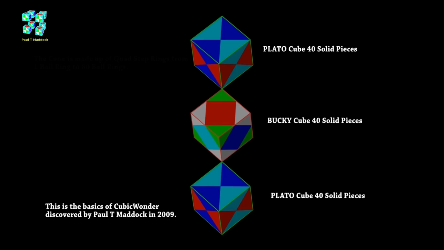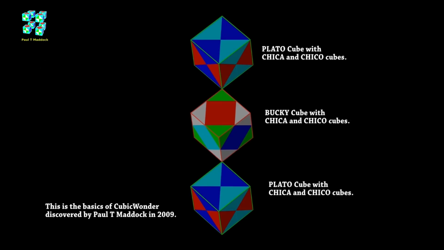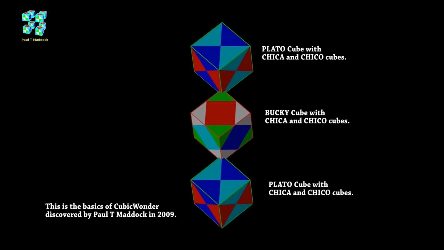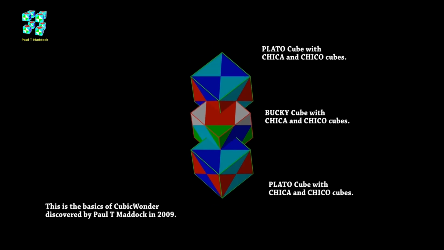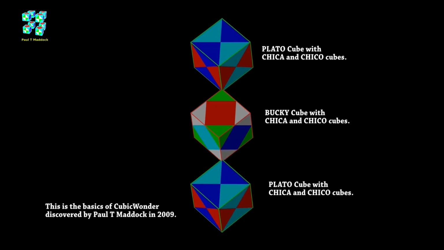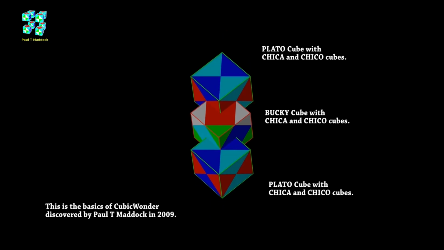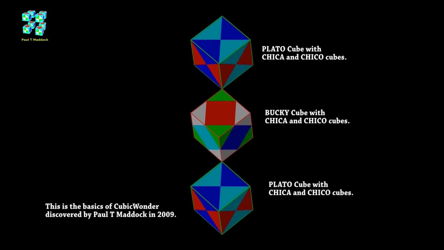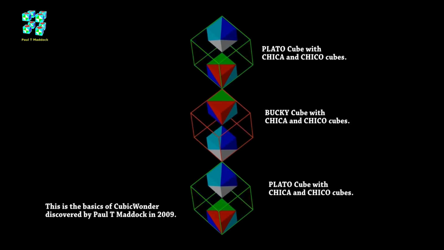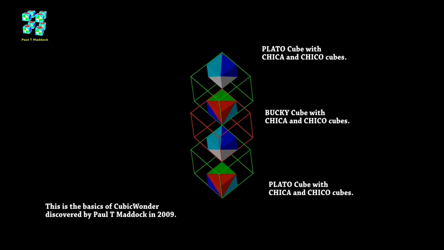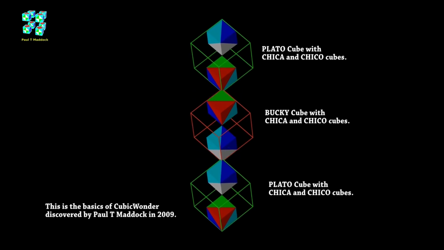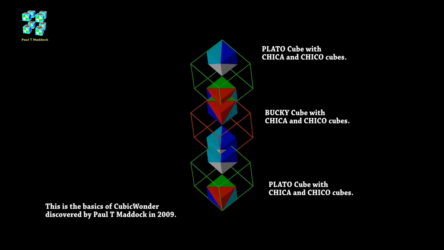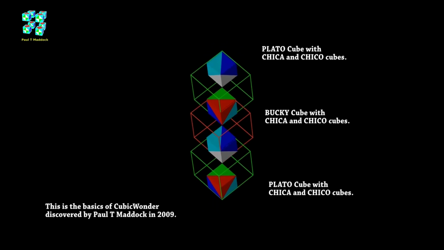Now I'm going to move the Plato cubes to the center to meet, and then you will see we have some beautiful integrated geometry of the Bucky cubes and Plato cubes. I'm going to repeat this animation for you to see it going together again. Isn't that something? In my earlier videos on YouTube, I showed that each cube is made up of 8 Chica cubes. Let's convert this to Chico cubes and take a look. I think this is very interesting 3D geometry here.